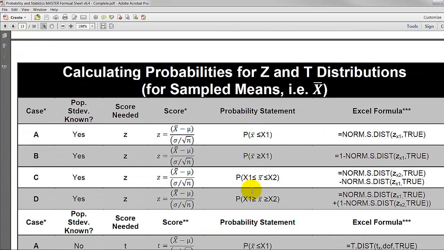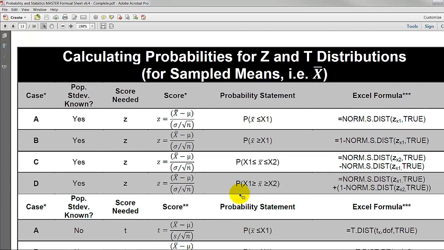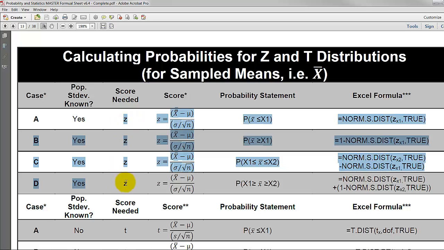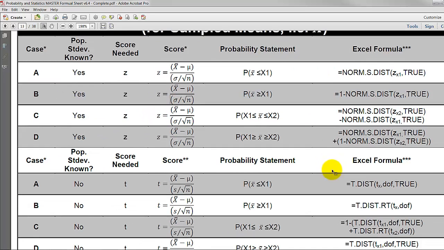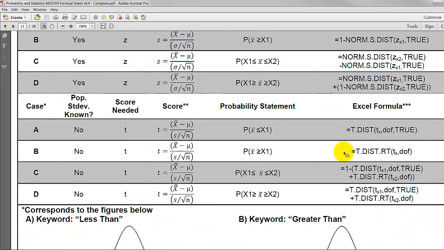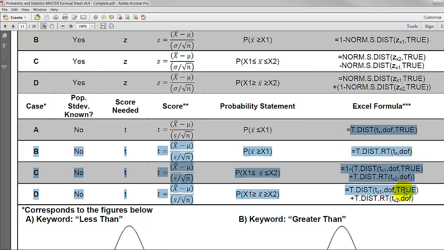So that relates to how we're going to calculate probabilities. If we know the population standard deviation, we're going to use the Z. Or if our sample sizes are so big, it's not going to matter whether we use the normal.dist formula in Excel or the t.dist, the T distribution.